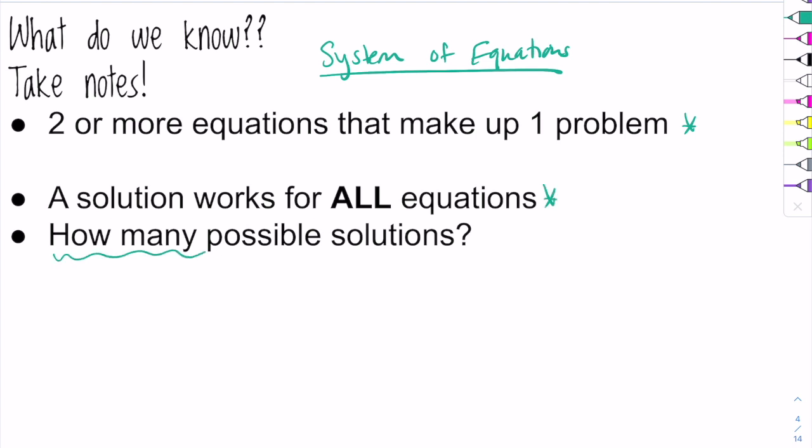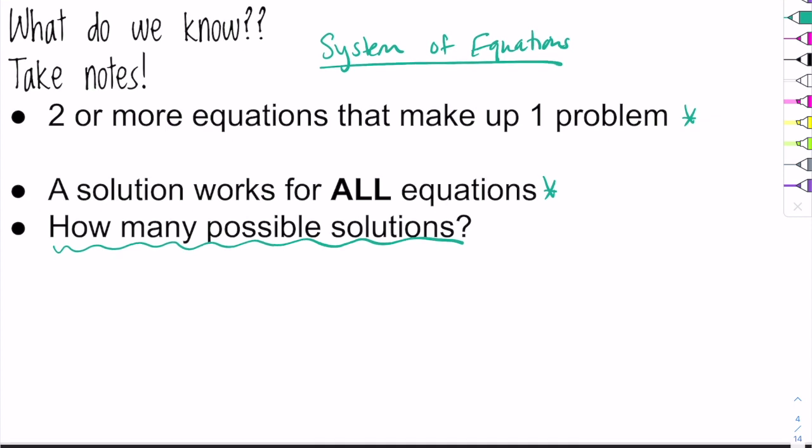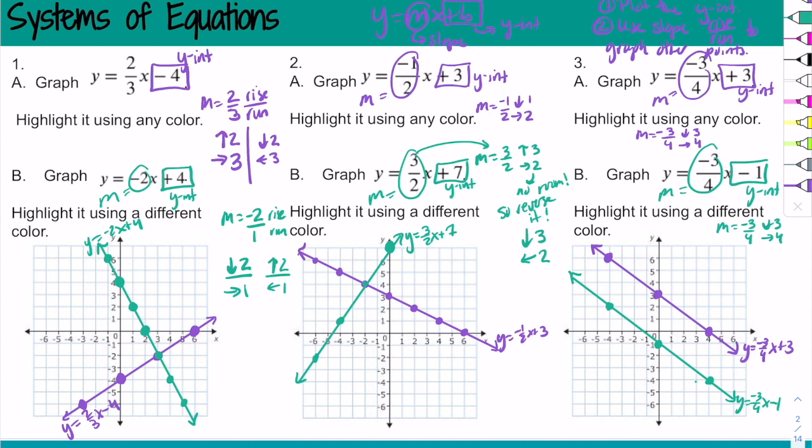And now this is the piece that we need to look at. How many possible solutions? If we go back to the equations that you graphed, if I'm looking for the solution for this system, I need something that works for the green line and the purple line. It has to satisfy the equation for the green line. It has to satisfy the equation for the purple line. So if we're looking for something that works for the green line and the purple line, we see this point is on both lines. So this point is the solution. So label that on your paper for me.